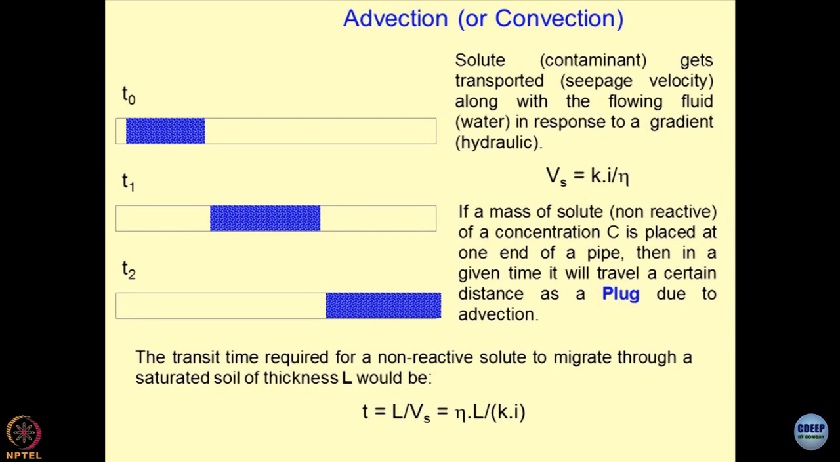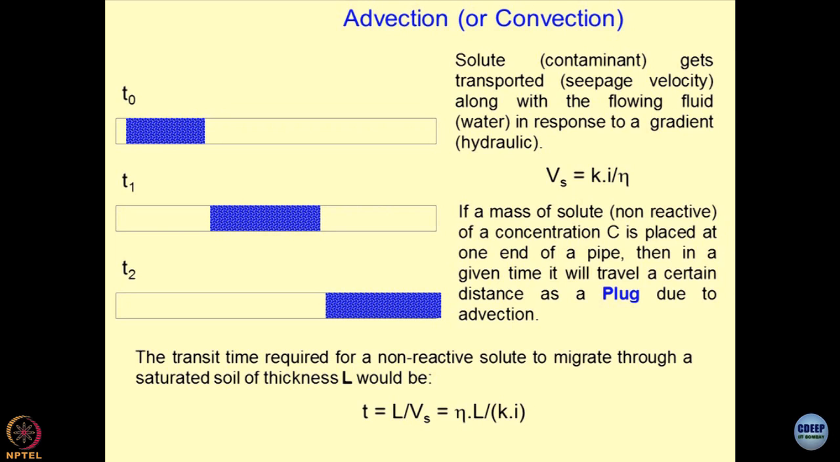So the first thing which comes to mind is, you were talking about the advection and all, the flow of water because of the hydraulic gradients is advective flow, clear? Now we also define this as the convection process. The idealization would be something like this.